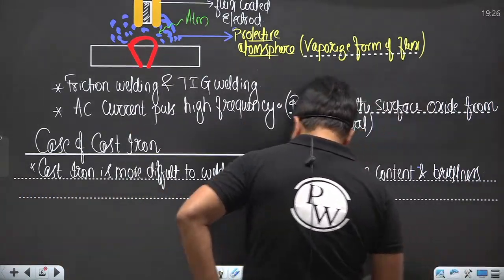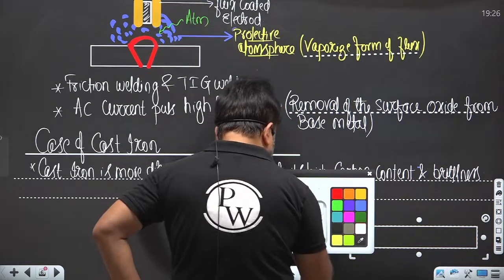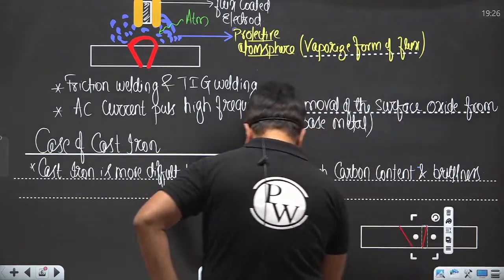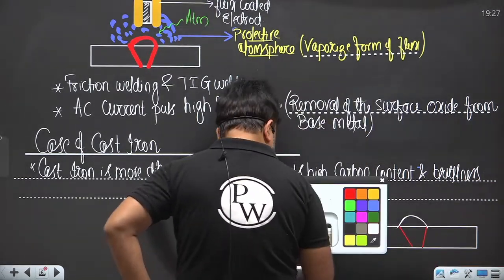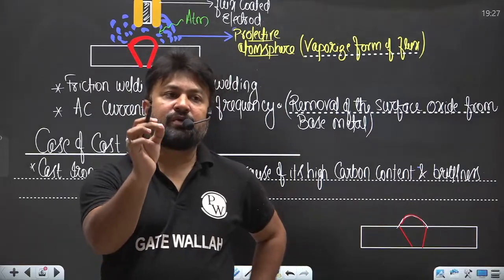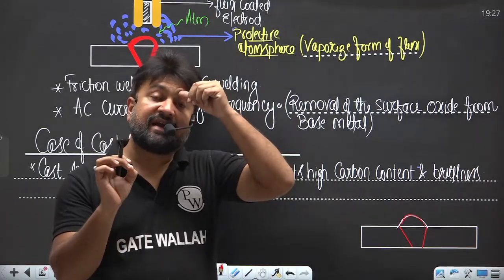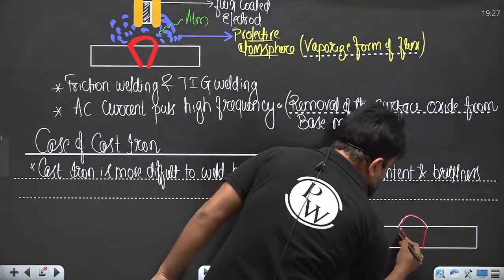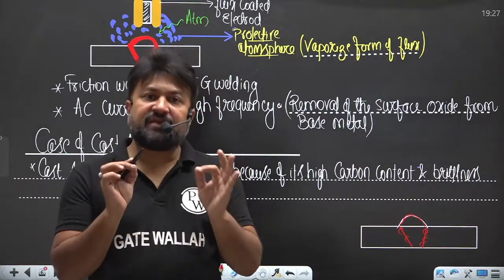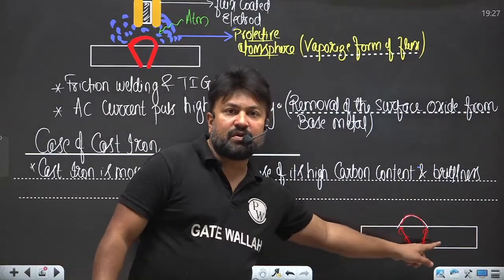If the welding is going to happen, this is the weld pool, right? This is a base plate, and this is the welding which we are doing now. During welding, what happened now? When you are going to do a welding of cast iron, then the carbon is going to be deposited near about the weld pool. Why? Because of poor fusion.